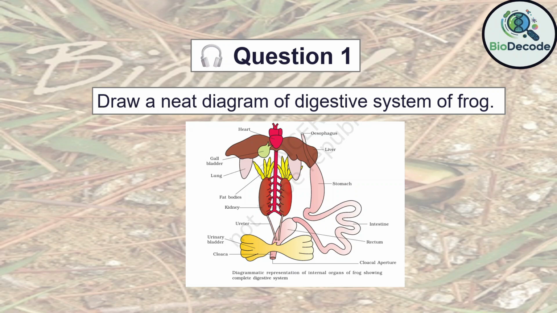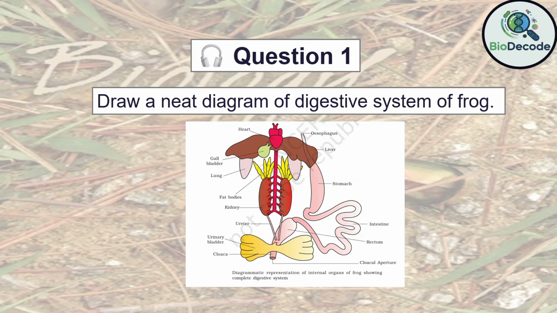The cloaca opens to the outside through the cloacal aperture. Associated digestive glands include the liver, which secretes bile and stores it in the gallbladder, and the pancreas, which secretes digestive enzymes. Diagram description. The diagram of the frog's digestive system shows the esophagus opening into the stomach, followed by a coiled intestine. The liver appears as a large lobed organ above the stomach, with a gallbladder attached to it. The intestine ends in the rectum, which opens into the cloaca.